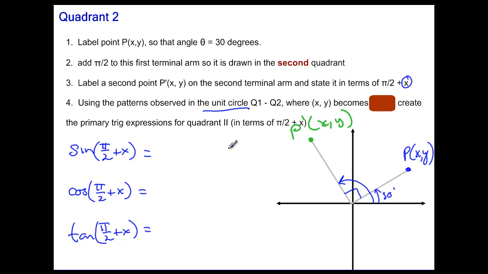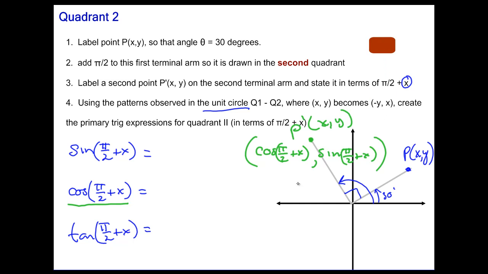these x is really the cos of pi over 2 plus x. Because remember, our coordinate points are always cos and sine. And pi over 2 plus x is going to push us into that second quadrant. So we're going to use that same relationship. So let's do cos first. According to our mapping, and the mapping's revealed for us here, the x value in the second quadrant should be the negative y value.